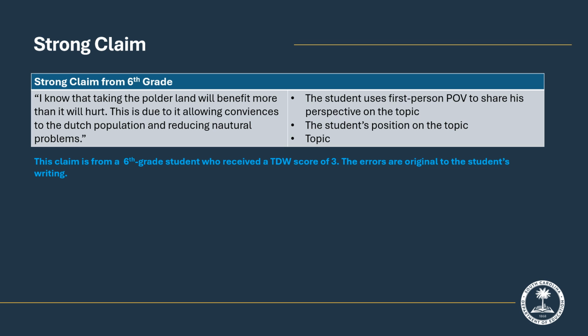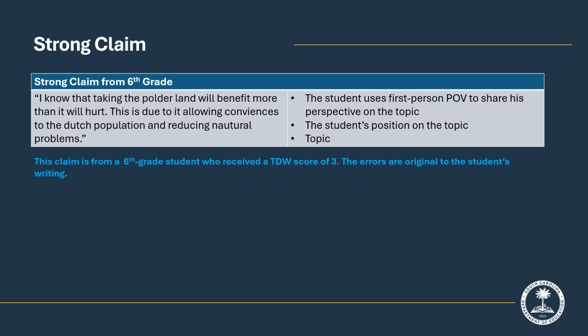Let's look at a sample of a strong 6th grade claim. This student's response received a 3 of 4 on the TDW item. The student uses the first person point of view by stating, "I know that." Remember, in everyday writing, the point of view depends on the purpose and audience. Writing instruction in grades 6 and up should provide students with opportunities in both first and third person so students can understand how a writer's purpose impacts craft.